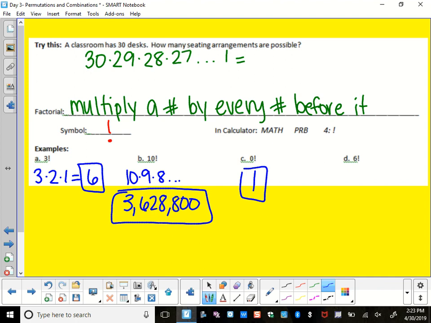And then for letter D, what is 6 factorial? 720. Okay. Does that make sense? If we wanted to find out how many different ways we could move 30 desks, you would type in 30 factorial. We're not going to do that. It's a super, super long number.